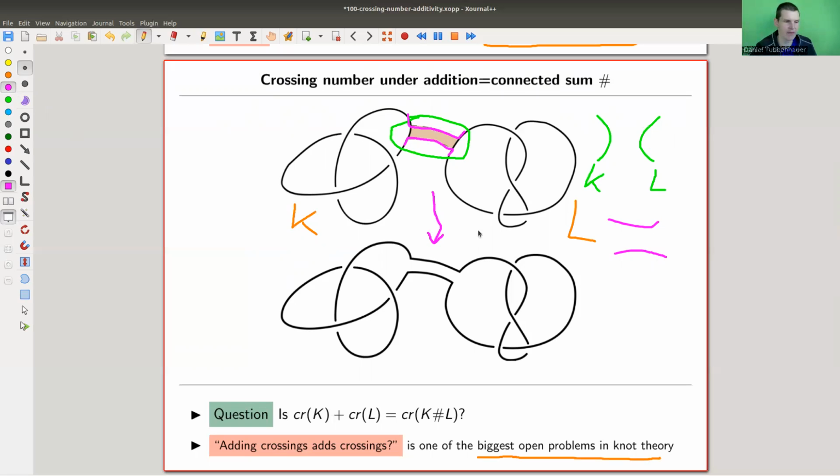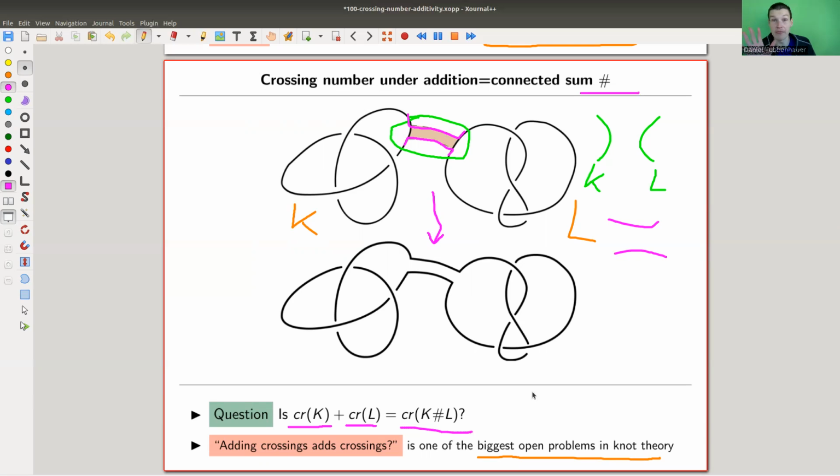You could show a lot of facts about this, so it just doesn't depend on my local picture, and it's associative, and it's commutative, and so on. But for now, I only care that this operation, which is usually called hash, don't quite know why, is called the connected sum. So this operation actually takes two knots and produces a new knot. So you can ask the question, sounds very innocent, whether the crossing number of K plus the crossing number of L equals the crossing number of K hash L.